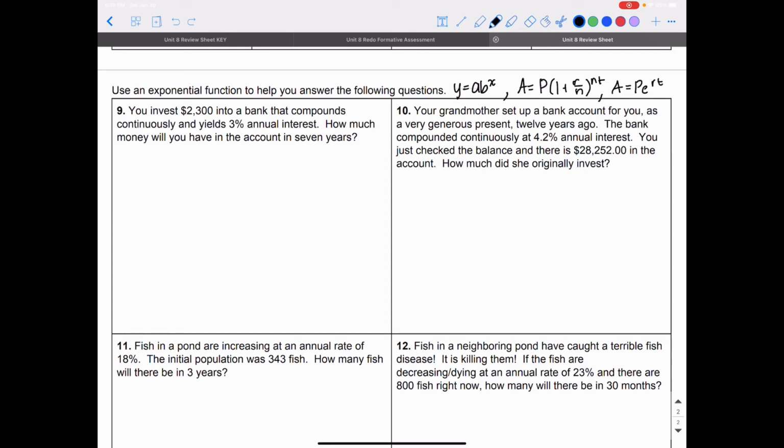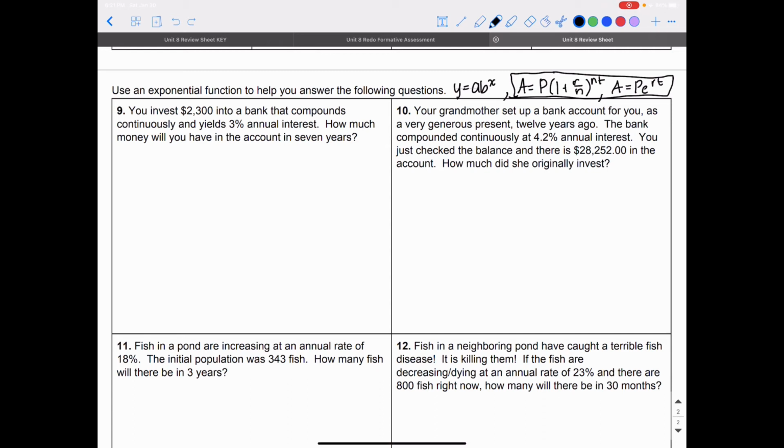Compound interest is putting money into a bank account and the bank giving you interest on that money. So you're always going to have a bigger balance at the end than you invested in the beginning. This is for a specific number of times compounded per year, and this one is for continuously compounding per year. All right, for the first problem, you invest $2,300 into a bank account that compounds continuously.